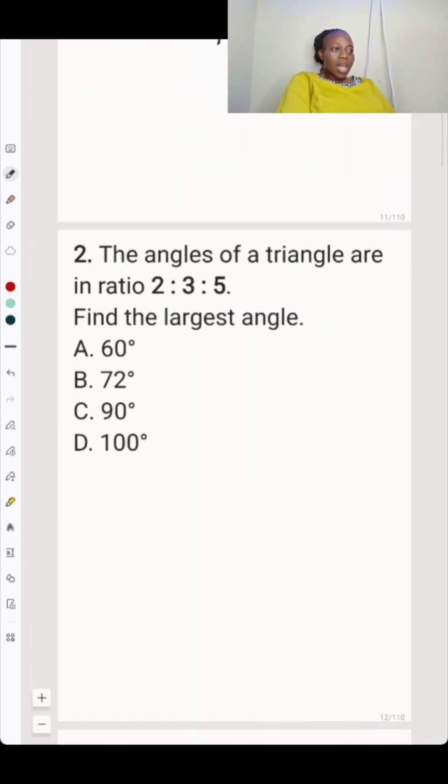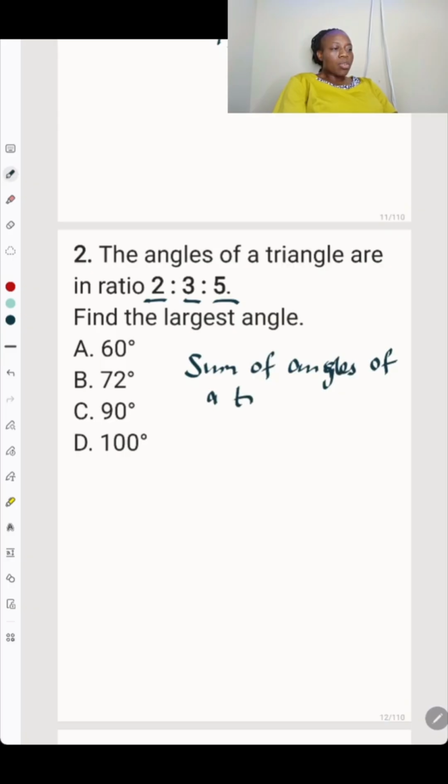The angles of a triangle are in ratio 2, 3, and 5. What is the sum of angles of a triangle? 180 degrees. So the sum of angles of a triangle is 180 degrees. In this case, we have 2, 3, and 5. Those 3 angles are shared into 2 portions, 3 portions, and 5 portions.